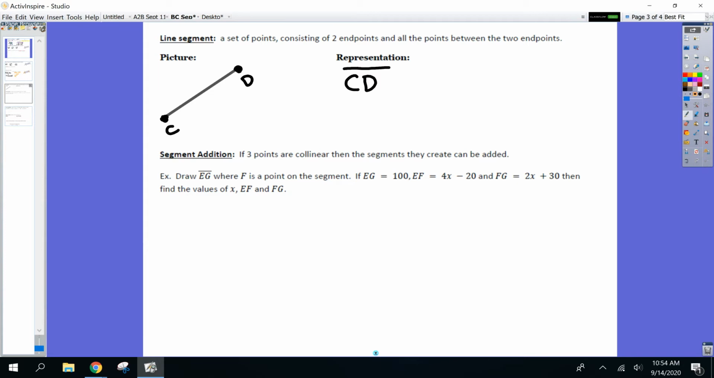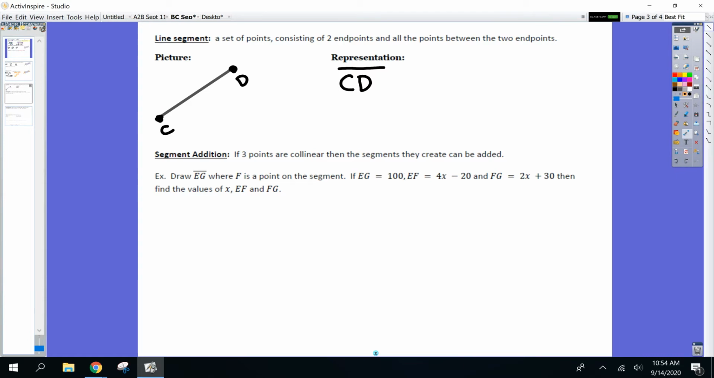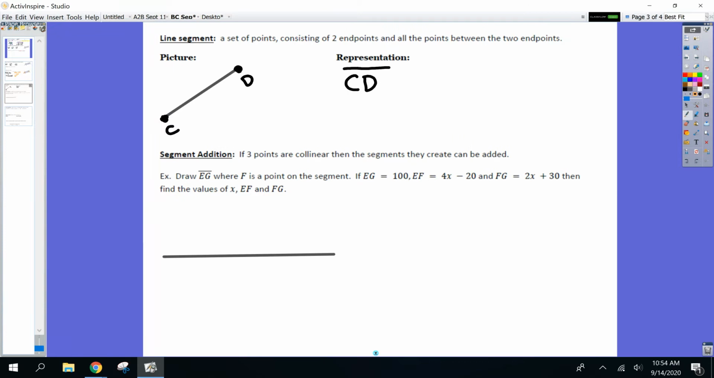All right, draw EG. Again, what's the symbol on top? A line segment. So line segment EG. So you know the end points have to be E and G. Got that? Point F is on the segment. Does it say it's directly in the middle? No, put it anywhere you want. F is on the segment.